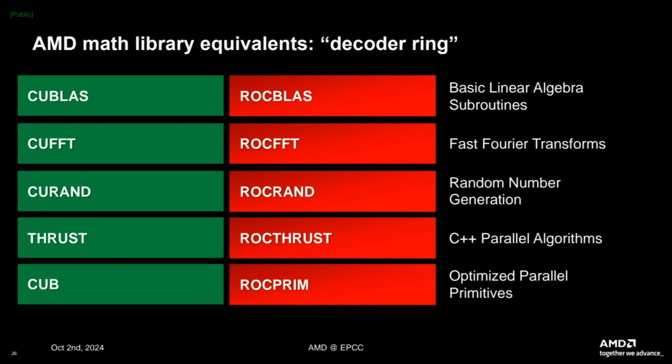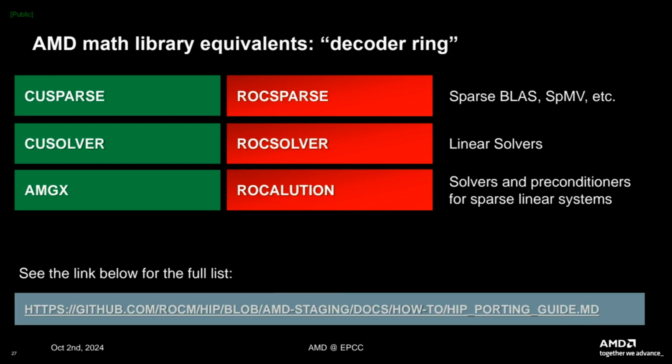In terms of the ROC libraries, as you can see from this slide, there are AMD equivalents to NVIDIA libraries such as cuBLAS. We have rocBLAS, and cuFFT for the fast Fourier transform, we have rocFFT, and so on. And these are optimized for AMD GPUs. Obviously there's more, but you can check the full list at this link down here that I updated for you yesterday.